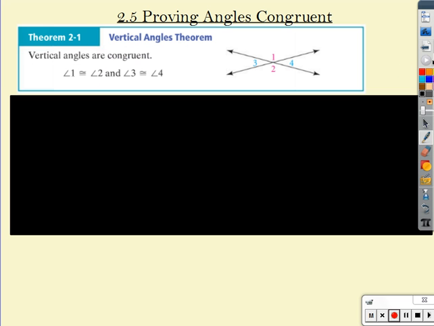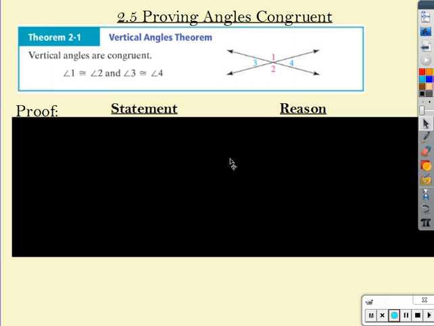So we're going to look here about how we can prove the vertical angles theorem. Your book for this section does a paragraph proof for this. We're really only going to look at one type of proof, and that's called a statement reason proof. Paragraph proofs are nice, but they're often overly complicated for no real reason. So we're going to stick with the statement reason proofs, which will kind of impact your homework just a little bit tonight, but not too much. So let's take a look at the statement reason proof for why the vertical angles theorem is true.